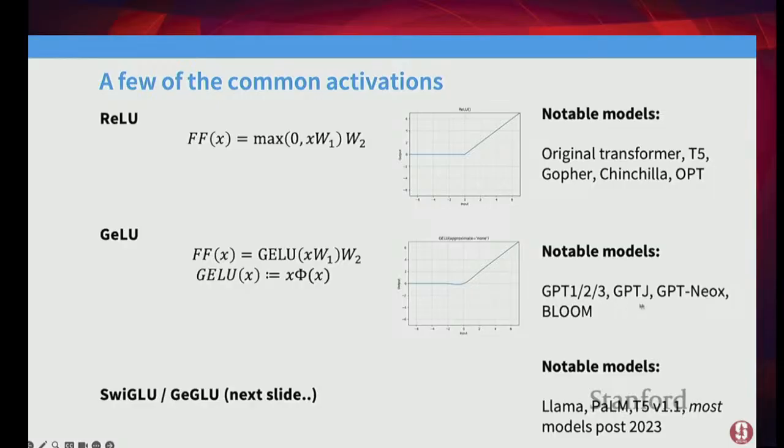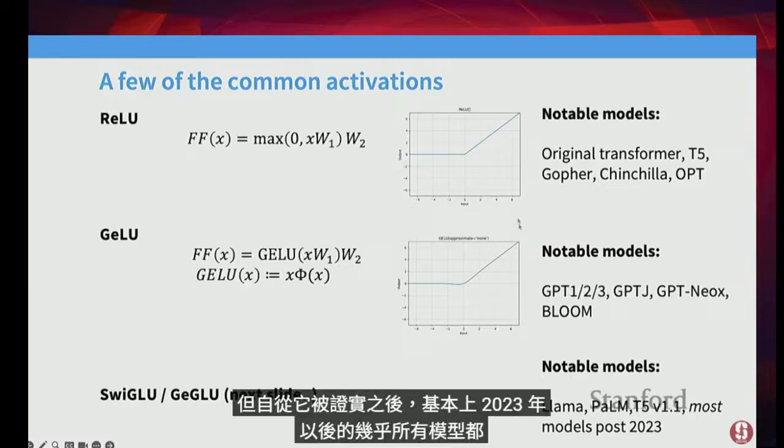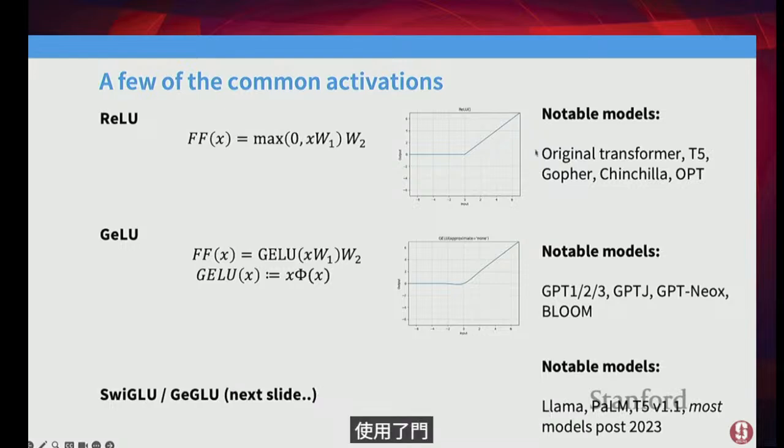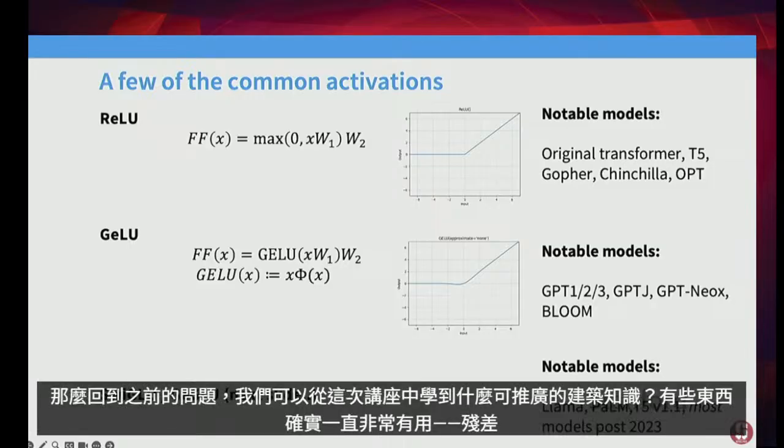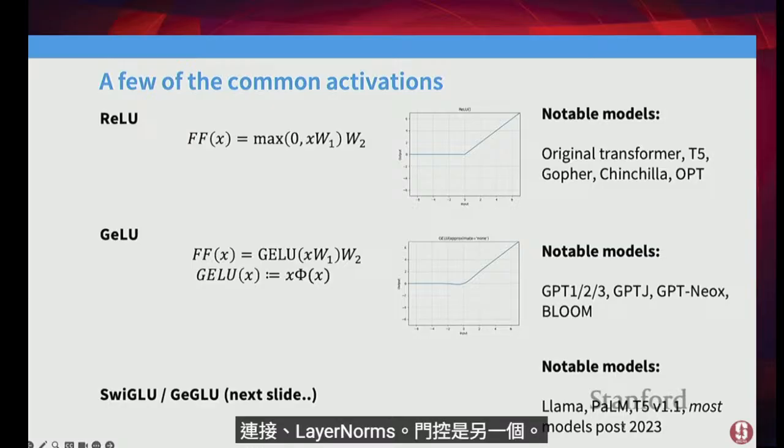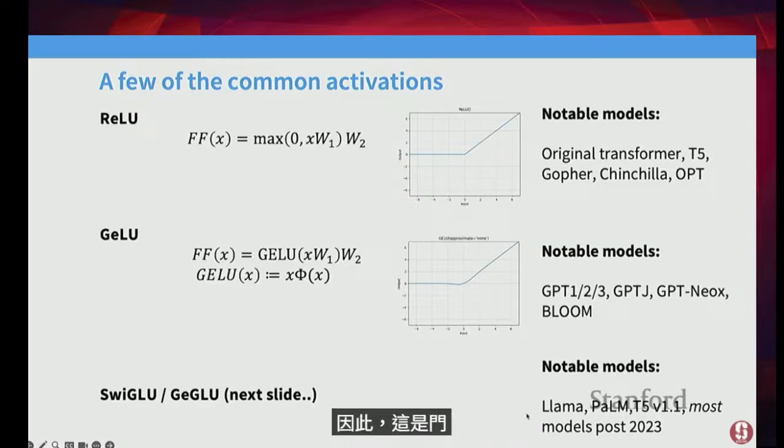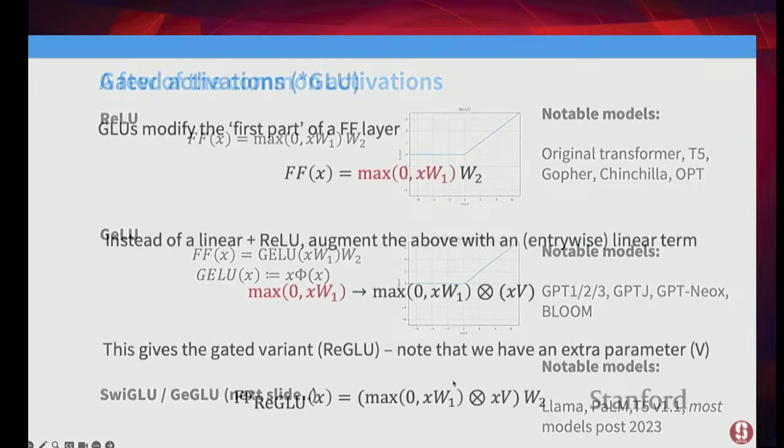And the GPT family of models, 1, 2, 3, and GPTJ, and so on, all use the GeLU. And the original transformer and some of the older models used the ReLU. And really, almost all the modern models have switched to the gated linear units, like SWIGLU and the GEGLU and others, right? And I think the Google folks really pushed for this, like Palm and T5 and others. But since it's been tried and true, basically almost all the models post-2023 use a gated linear unit.